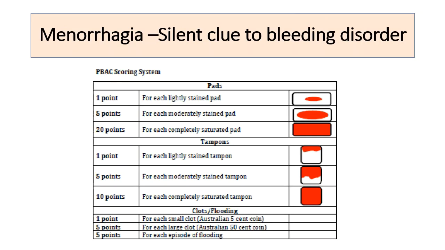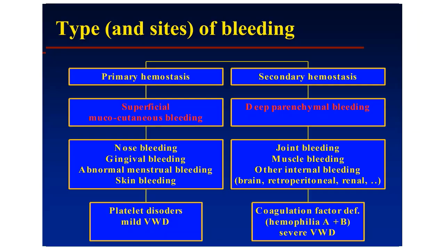Now, menorrhagia is one of the most common symptoms which women with bleeding disorders experience. There are certain scoring systems to use for menorrhagia. The PBAC scoring system is one of the most commonly used scoring systems. The type and the sites of bleeding can give a clue towards the disorder of primary versus secondary hemostasis.